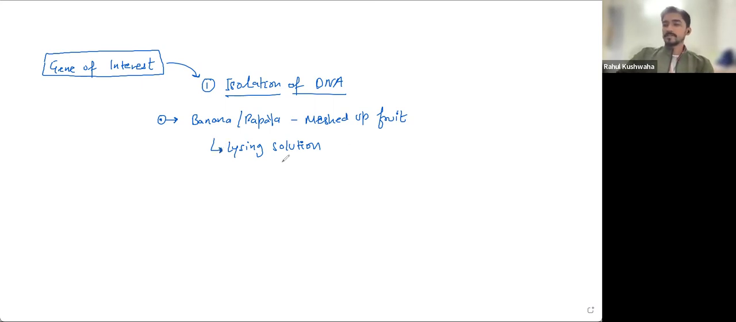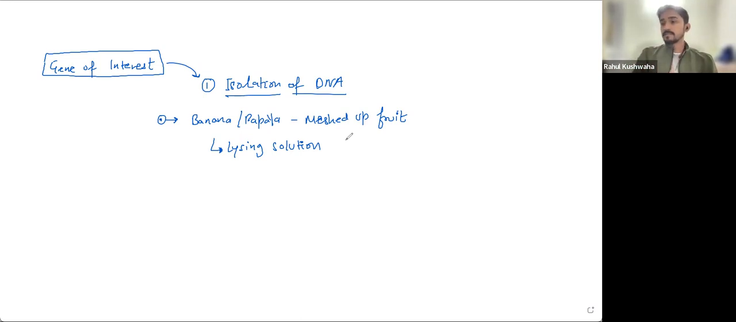So this lysing solution simply means you have to lyse the cell, burst open the cell so that all the components of the cell come out, including the nucleus. Now in research labs, for this lysing solution, you use enzymes depending on what kind of cell you want to take the gene of interest from. The simplest is you take any soft fruit or soft animal tissue, mesh it and use detergent. Detergent breaks open the plasma membrane and everything comes out. But you cannot use detergent for everything. Sometimes it will also tamper with the DNA that you are extracting.